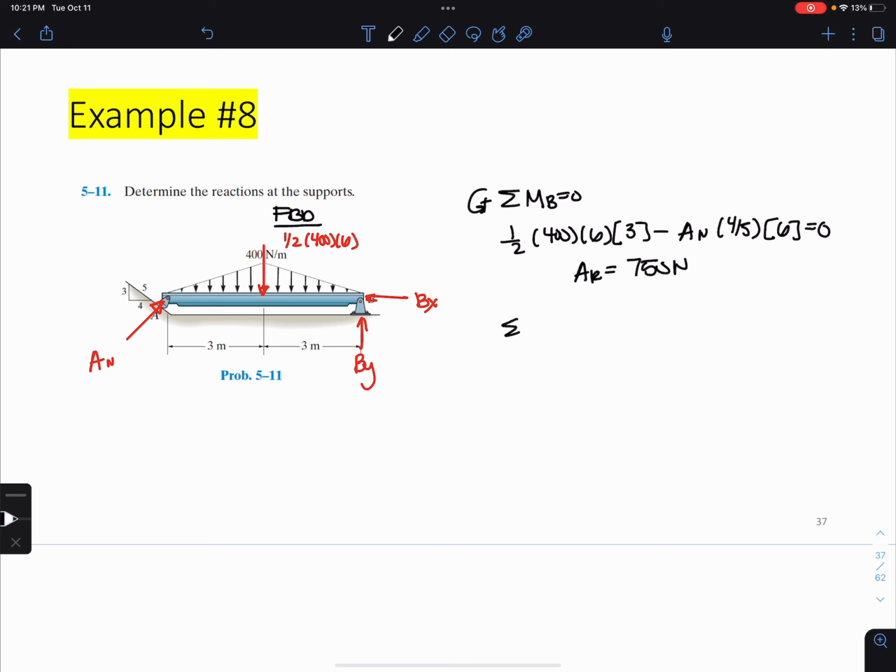Now I'm going to go ahead and sum moments about point A to show you that you can also use two moment equations and one force equation if you like, as long as you only use three equations. If you try to use multiple moment equations and you use like four equations, you'll just end up getting a redundant answer and you won't actually solve for more unknowns.